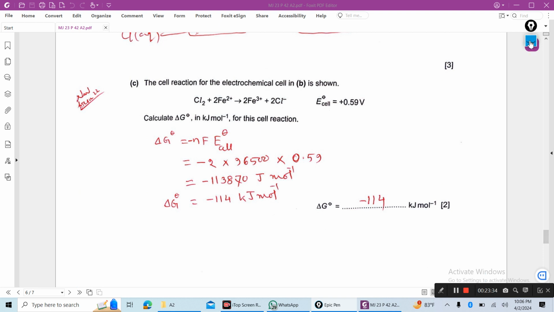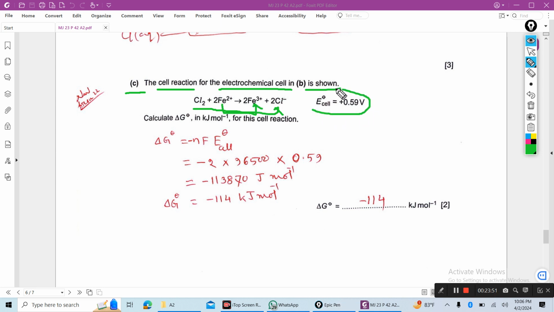Then number C. The cell reaction for the electrochemical cell in B is shown: chlorine is reduced and iron 2 is oxidized. The standard electrode potential of this cell is given. So calculate the standard Gibbs free energy in kilojoule per mole for this cell reaction.